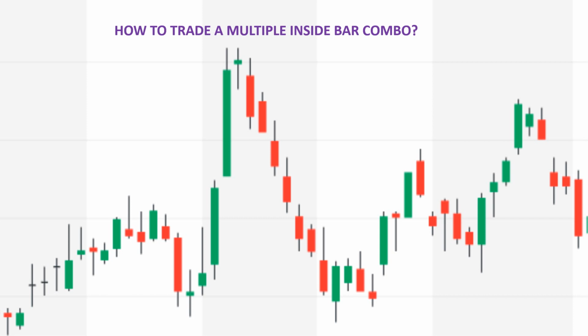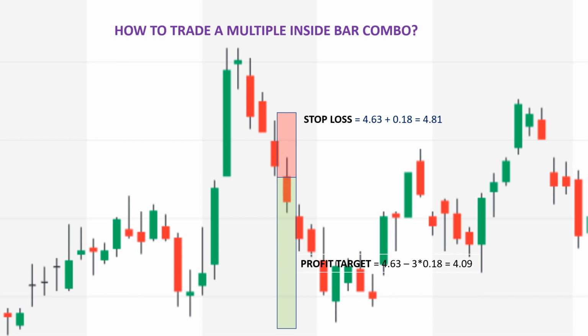So this is going to be our stop loss and this is going to be our profit target. Then this is also the information for this bearish candle. That is how to trade a multiple inside bar combo.